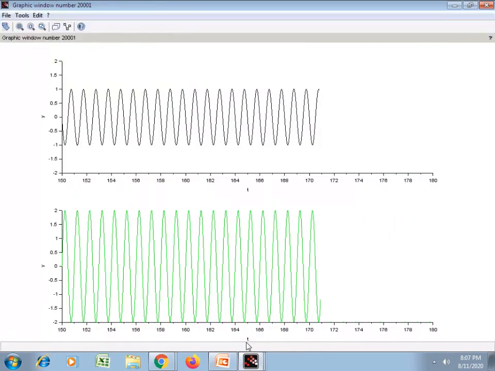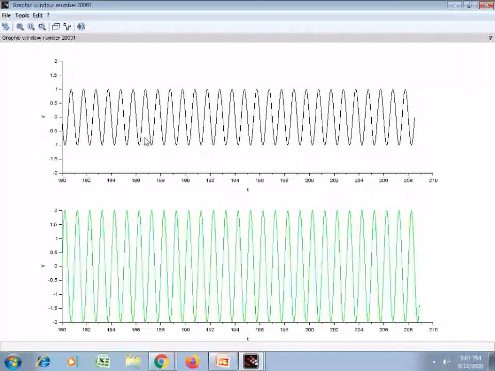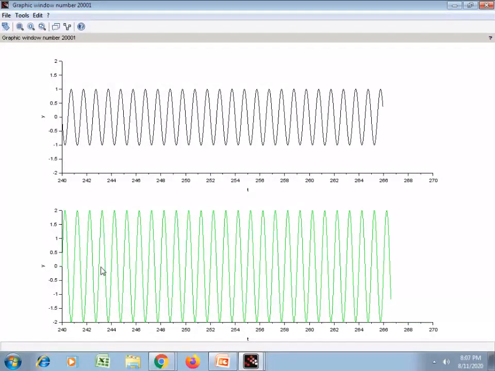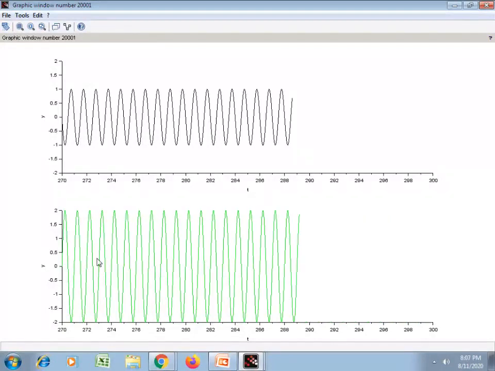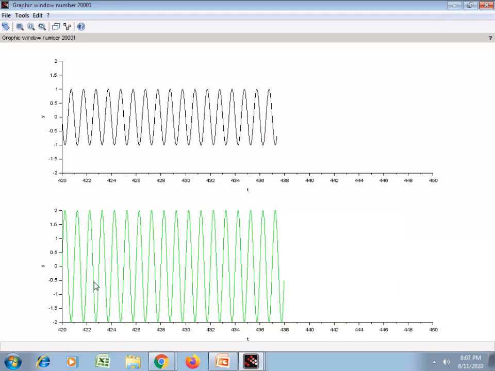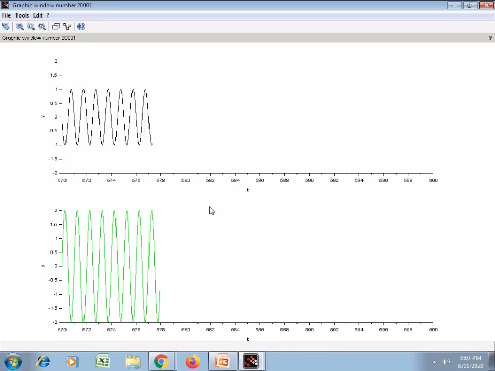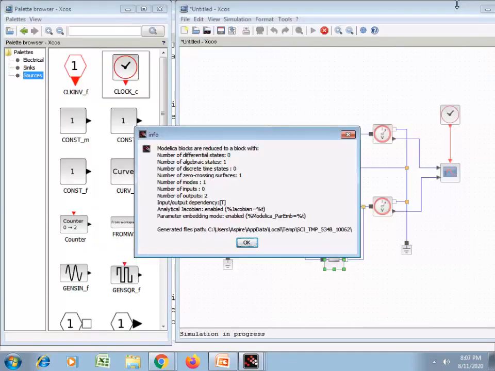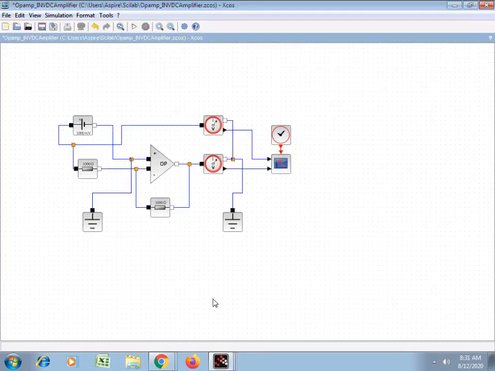So this is the graphics window. Now you can see the gain of the amplifier is -2. Minus because the input and output waveforms are out of phase. So in this way we have created the simulation for the inverting amplifier.